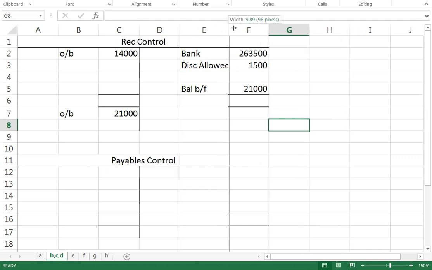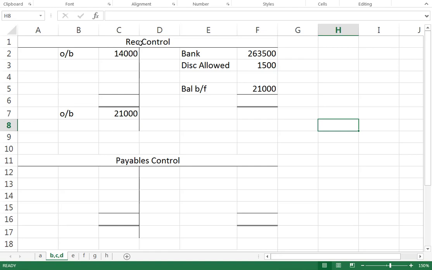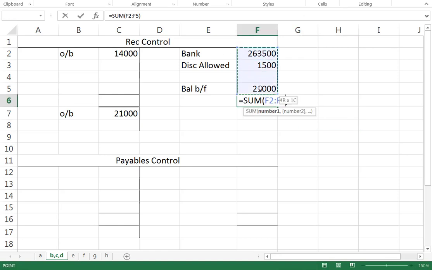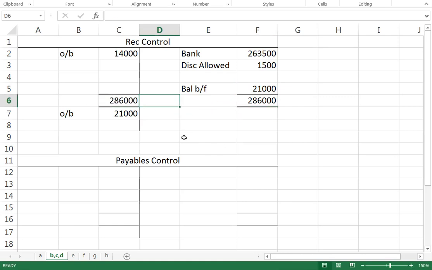Okay, maybe a little bit wider than that. There we go. So when I total those, it gives me 286,000. Okay, so the only figure that I don't have yet is my credit sales, and my credit sales is going to be whatever figure is left. So the 286,000 minus the 14,000 is going to give me the value of sales.